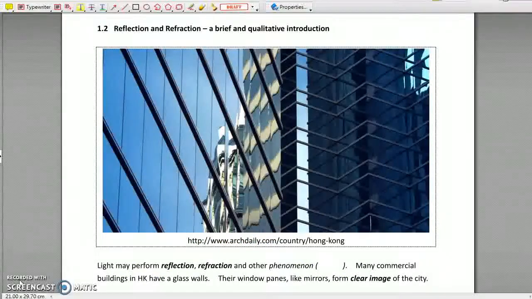1.2 Reflection and Refraction. A brief and qualitative introduction. Light may perform reflection, refraction, as well as other wave phenomena. The reflections by the glass walls of many Hong Kong buildings form clear images of the surroundings.